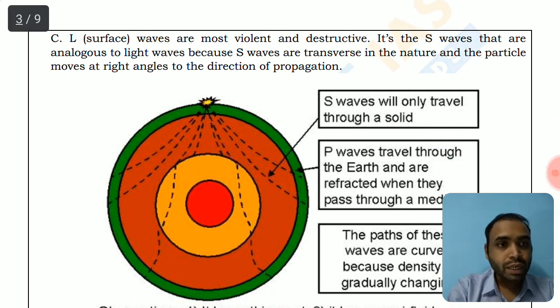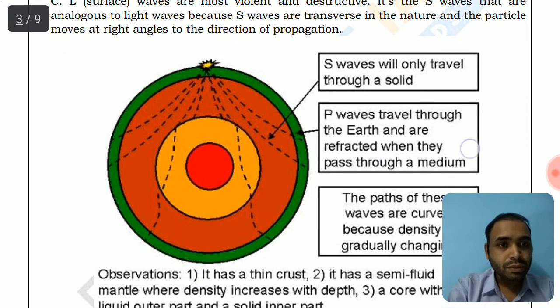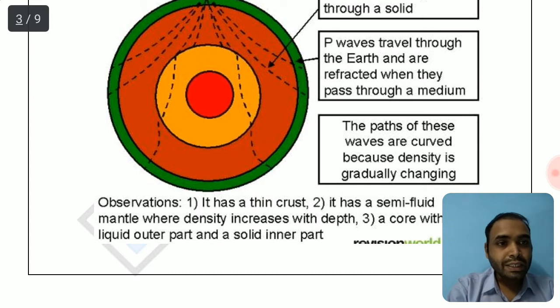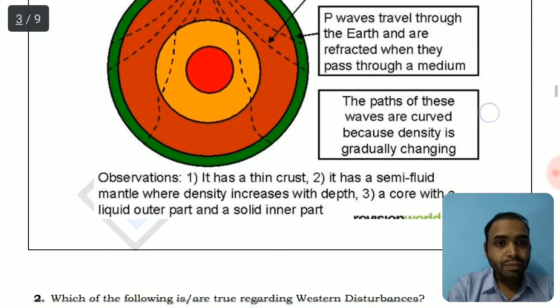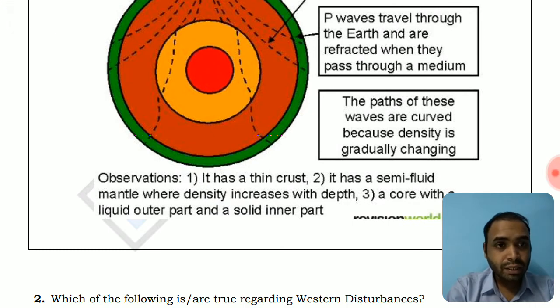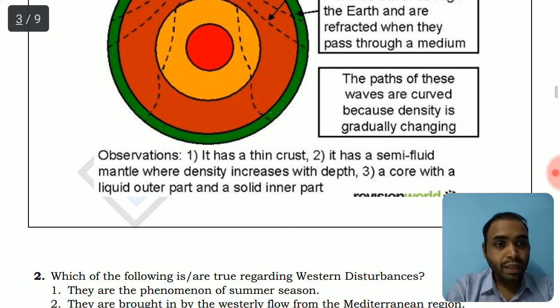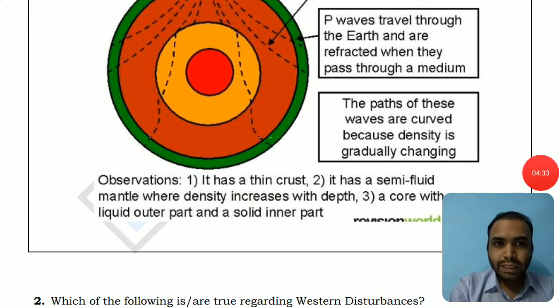So P waves travel through the earth and are reflected when they pass through the mediums. The path of these waves is curved because density is gradually changing. And there are certain observations by passing these S and P waves inside the earth. The observations are like the earth has a very thin crust. It has a semi-liquid mantle, almost like plastic, with density that increases with the depth, and the core has two compositions, that is the outer core is liquid because of high pressure. So this core is made up of outer liquid material, while the inner core is solid because of the huge pressure of the mass of the earth.